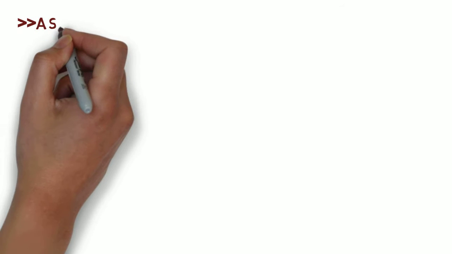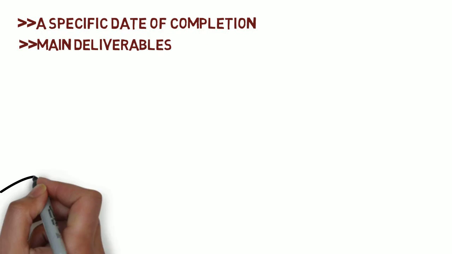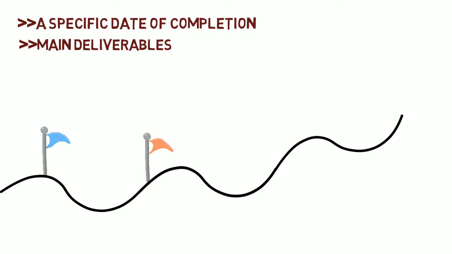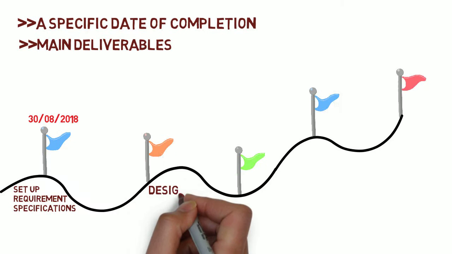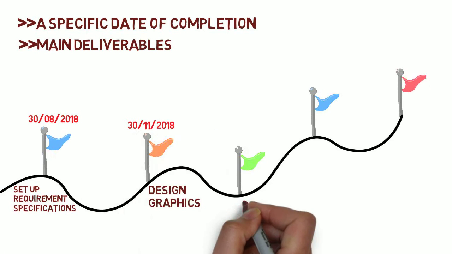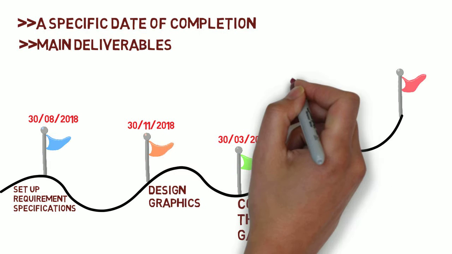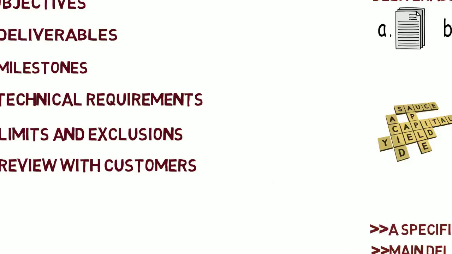Milestones are events with a specific date of completion that build on the main deliverables. It shows only major segments of work. By setting a date of completion to each deliverable, we start visualizing a schedule to follow to keep our project organized and flowing smoothly. For this project, we have set our requirement specifications for August, design graphics for November, code the game for March next year, complete test plan for May next year, and have a report on changes before the school season on July next year.